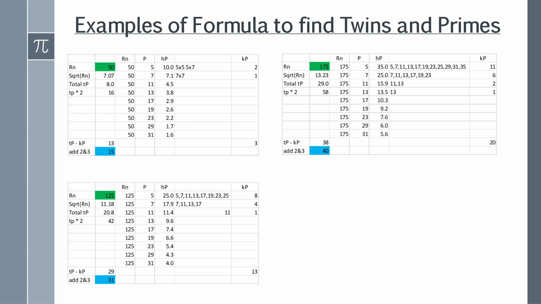175, I've added the number 13, 29 twin primes, so that gives me 58. I'm going to subtract 20, which leaves me with 38, so a total of 40 primes.